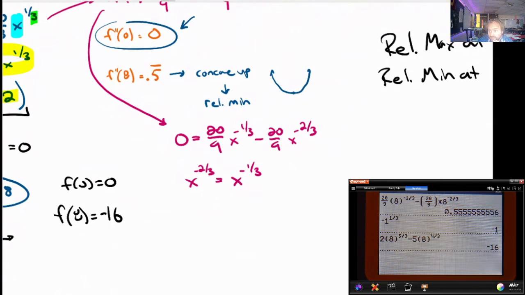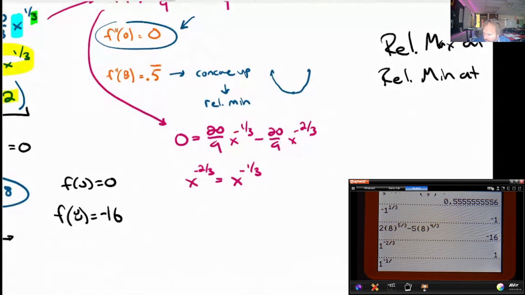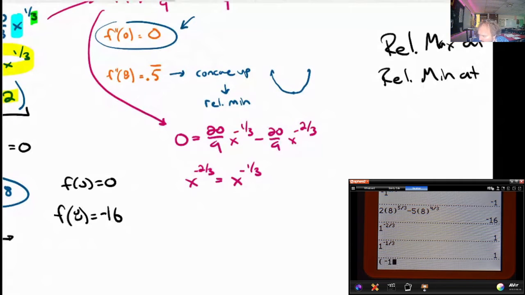The only number I can think of that also works there is 1, because 1 to the negative 2/3 power is just going to be 1, and 1 to the negative 1/3 power is also 1. I don't think negative 1 works. Negative 1 raised to the negative 1/3 power is negative 1. So it only works when x is 1. I guess there's two answers: x is 0 and x equals 1.